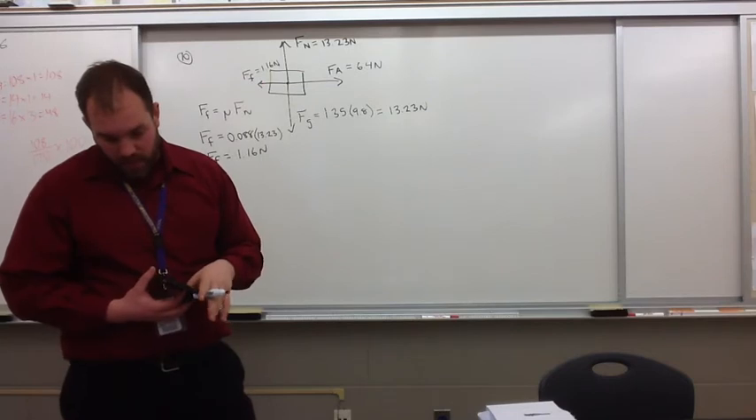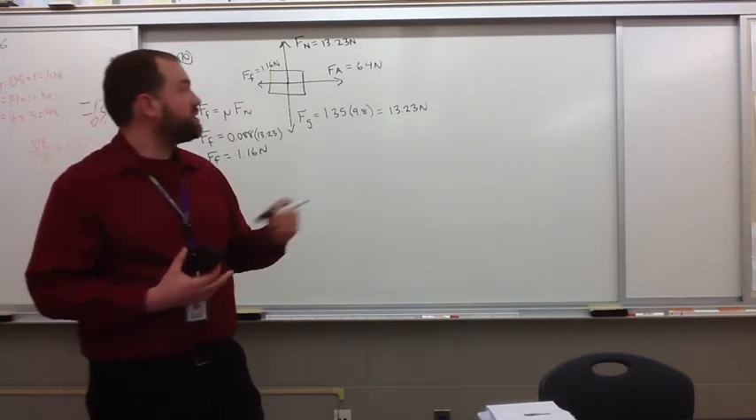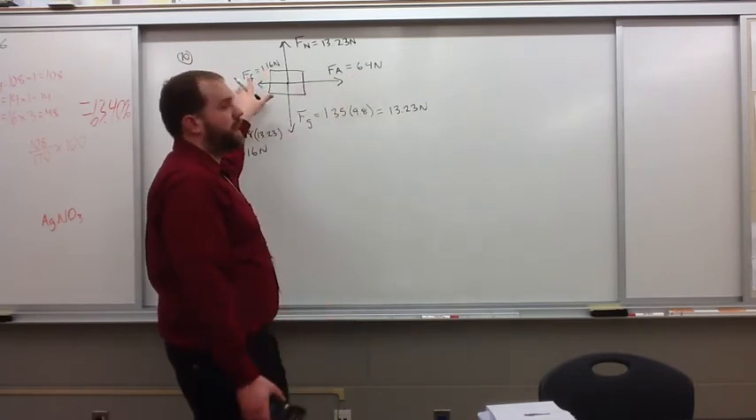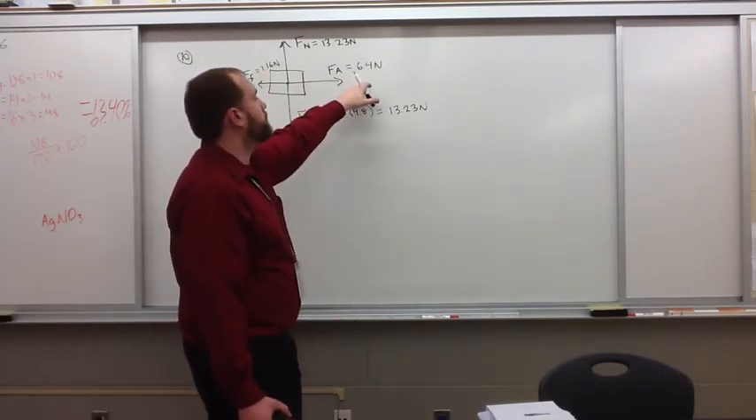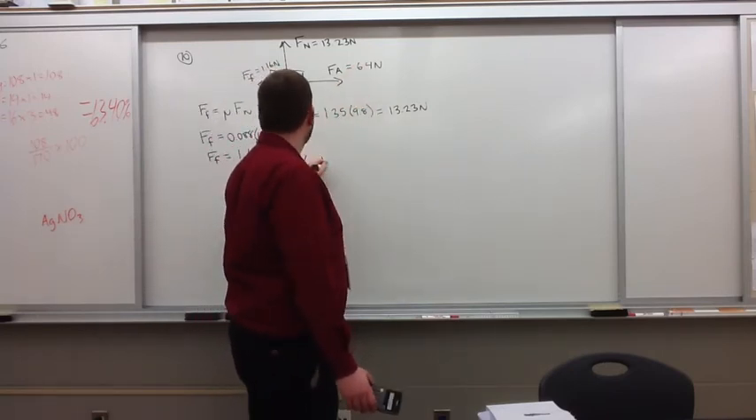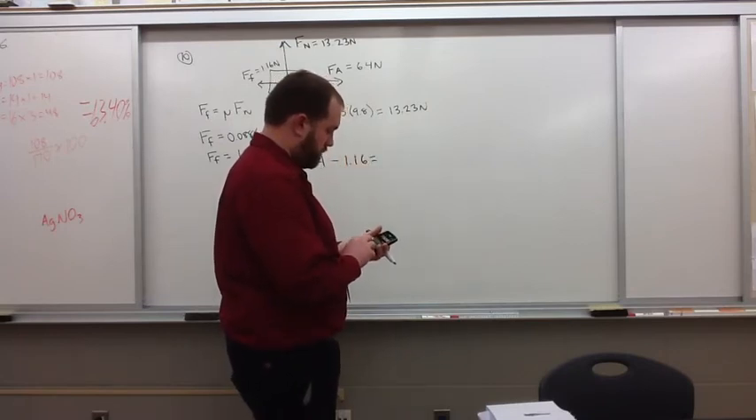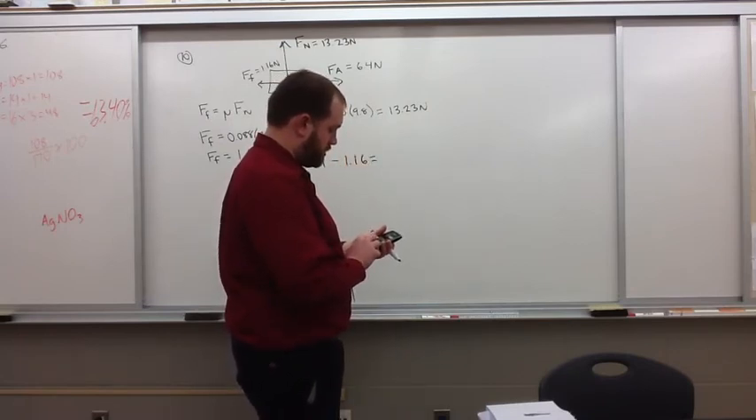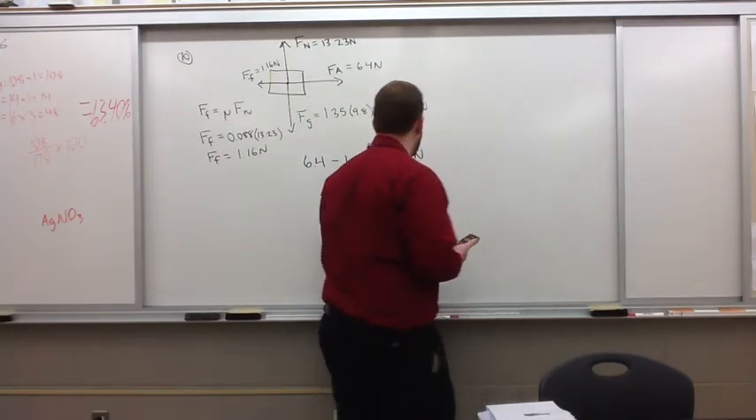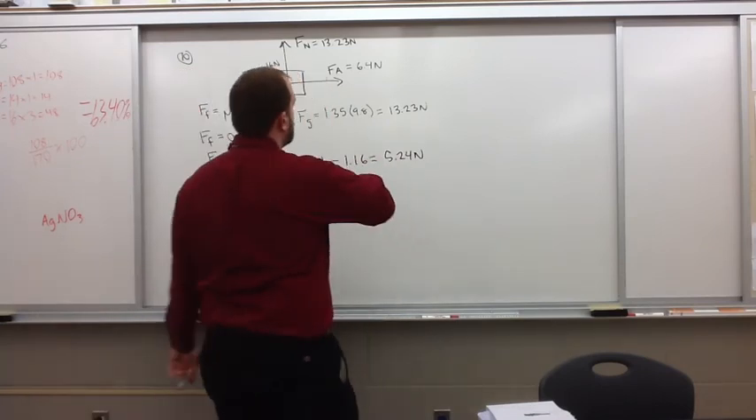1.16. Calculate the horizontal net force. So it's a tug of war, right? 6.4 going this way, 1.16 going that way. Who wins? The 6.4. How much do they win by? Let's figure it out. 6.4 minus 1.16 is 5.24 newtons. That's your net force. 5.24 newtons, going to the right.